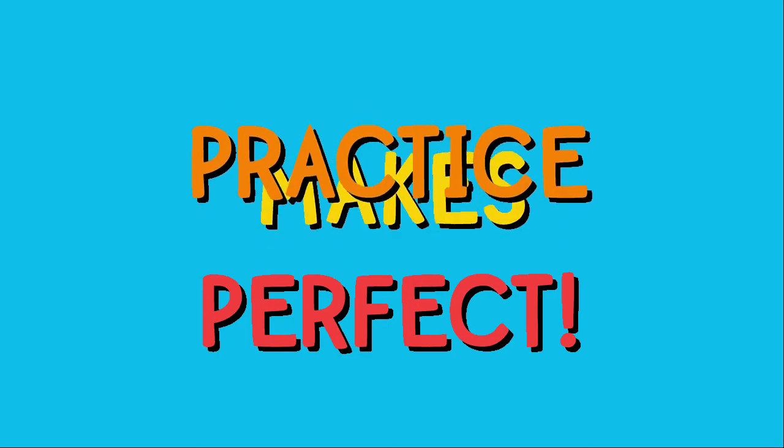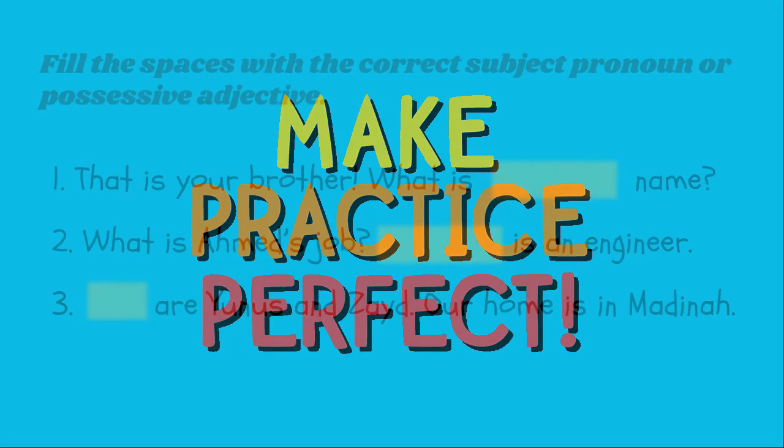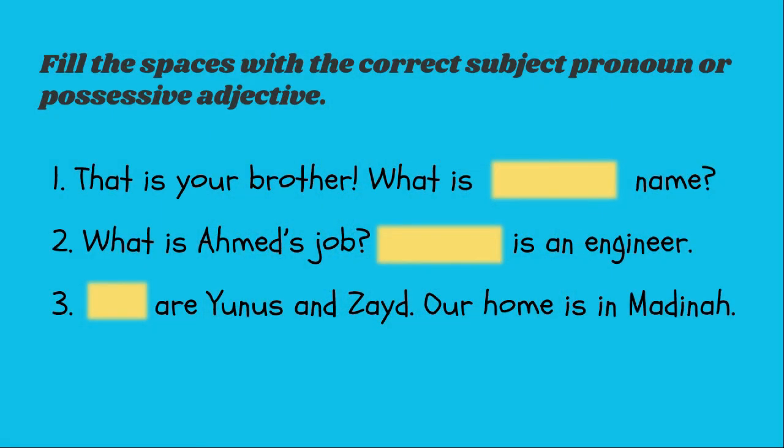Practice makes perfect. Now let's make practice perfect. Let's go. Fill the spaces with the correct subject pronoun or possessive adjective. Number one, that is your brother. What is name? So we have to fill that space with the correct subject pronoun or possessive adjective. Have a go. Let's look at number two also. What is Ahmed's job? There's a space here. Don't forget the capital. Is an engineer.